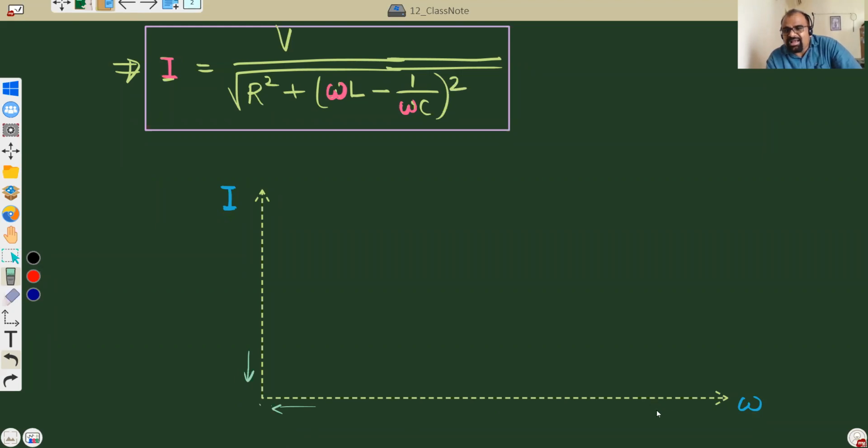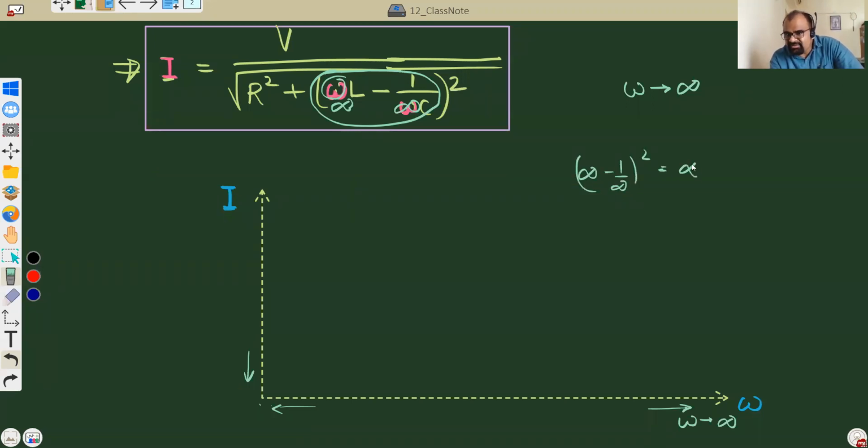Now let's look at a very large value of omega. If omega is very large, tending to infinity, then let's see what happens. Here there is omega, that will be infinity, and this will be 1 by infinity, which is 0. So infinity minus 1 by infinity is actually infinity only. So this part will again become infinity. You have to understand this.